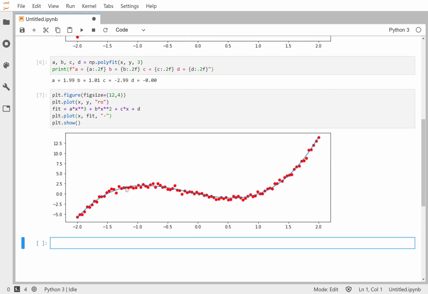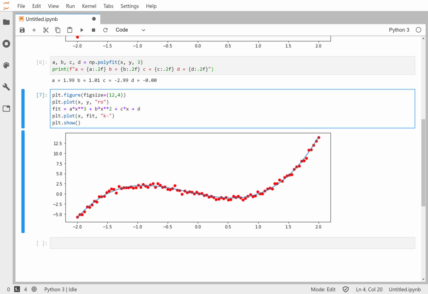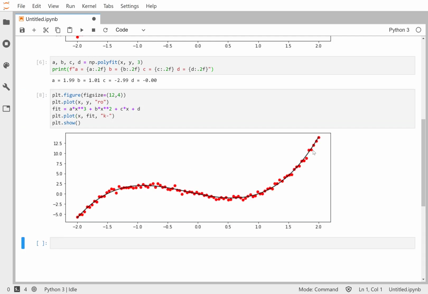So we've got our nice blue fit line here on top. Maybe do something like a black line just to make it show up a little bit better. So we can see that's a nice smooth function. Looks like it's a really good fit to the data. I mean, it better be, because we knew the original function in the first place. Like here, we already know what it's supposed to be.